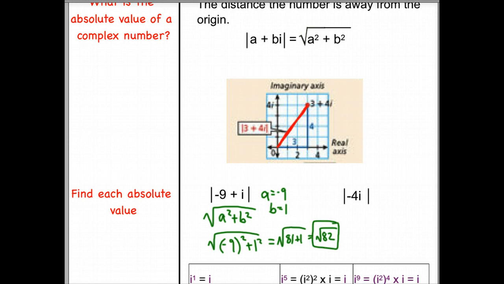And you have one more over here, the absolute value of negative 4i. So we're going to do the square root of a squared plus b squared. We don't have an a term, so a is equal to 0, and b is equal to negative 4. So what we have is the square root of negative 4 squared, which is 16. So the square root of 16 is 4.